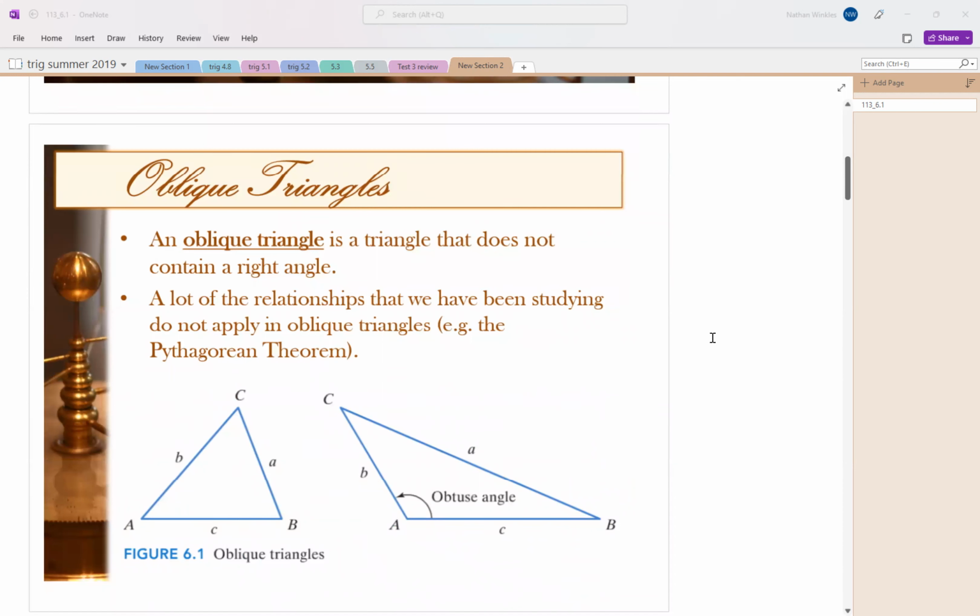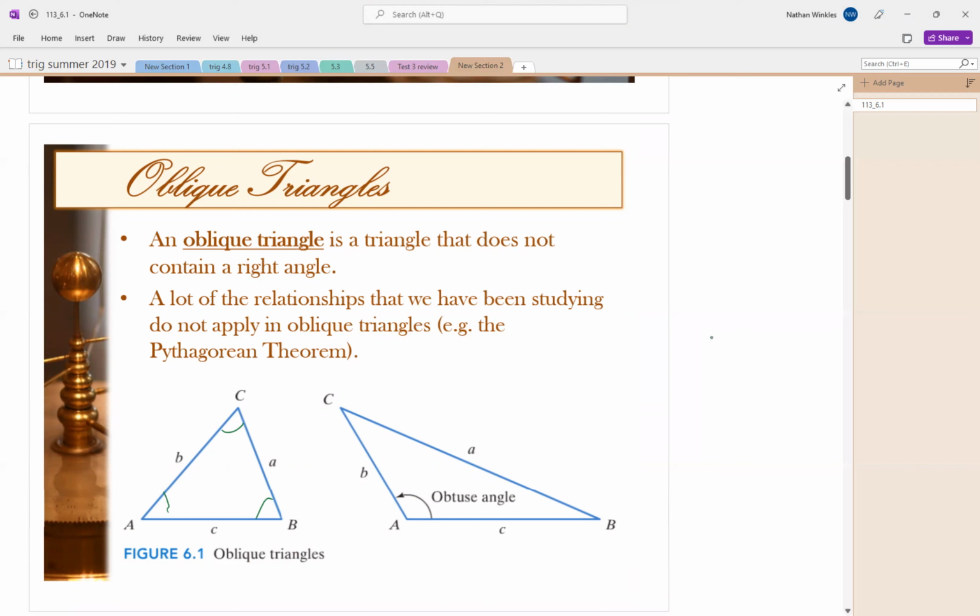So what we're normally talking about is oblique triangles. An oblique triangle is a triangle that does not contain a right angle. A lot of the relationships that we have been studying do not apply in oblique triangles. For example, the Pythagorean theorem, which is one of the biggest pieces inside of trig, will not work if our triangle is not a right triangle. So for example, here are two cases of oblique triangles. Notice that in all these cases, none of our angles are 90.